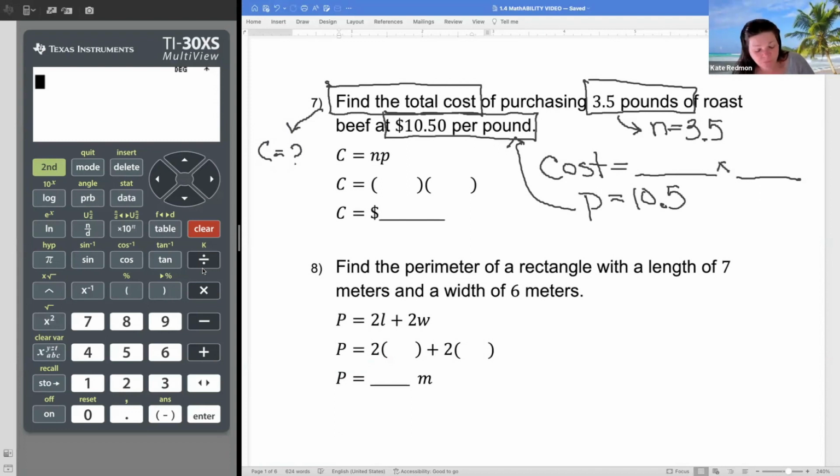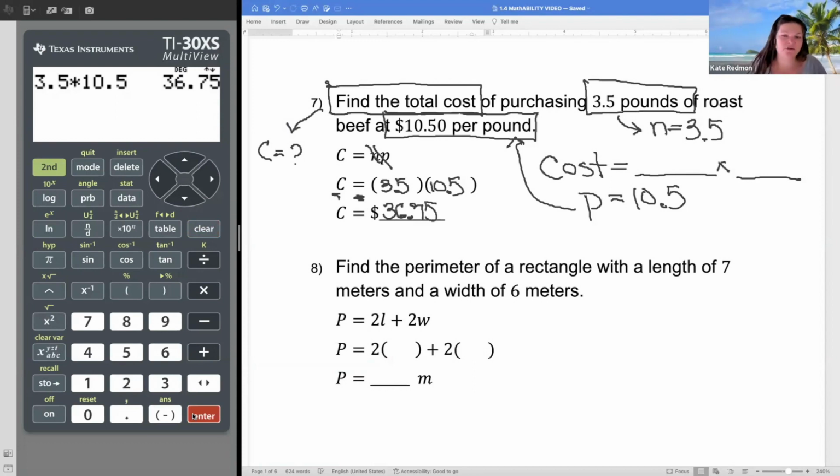Okay, you guys. So now let's plug into the formula. C stays C because we don't know it. Equal sign stays steady. But I know what N is. N is 3.5, our number of items. And I know what P is. P is 10.5, our price per pound. And we can see again that the two are shoved together to tell us they're multiplying. And we'll do that work in our calculator. And we get 36.75. And of course, it's a cost. So you'll see that the unit I put there is the dollar sign.